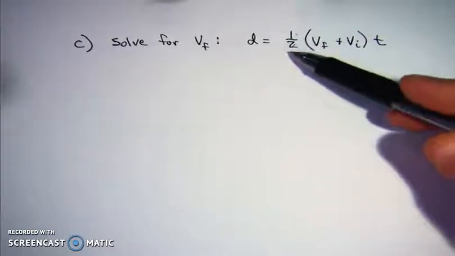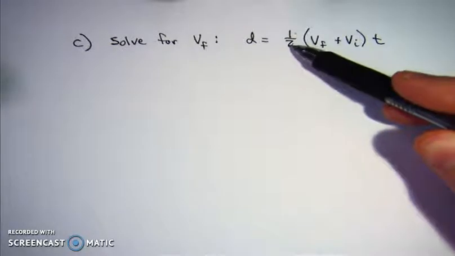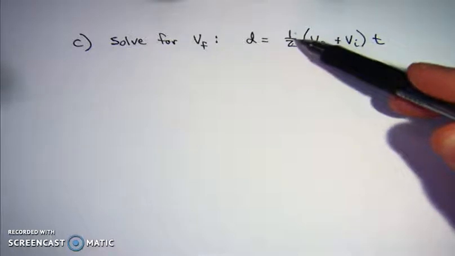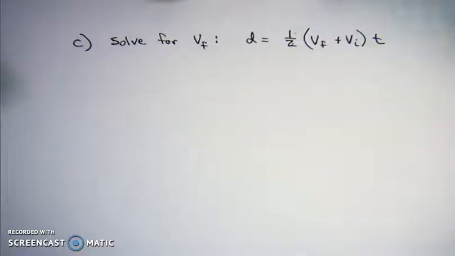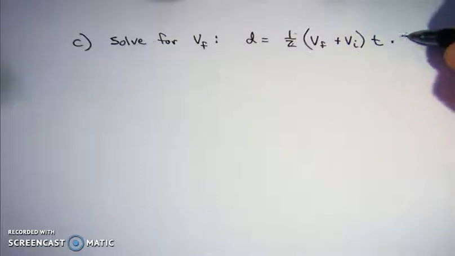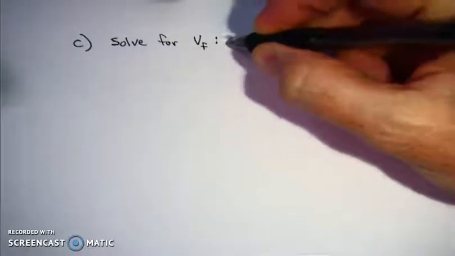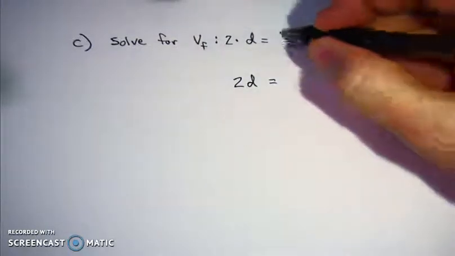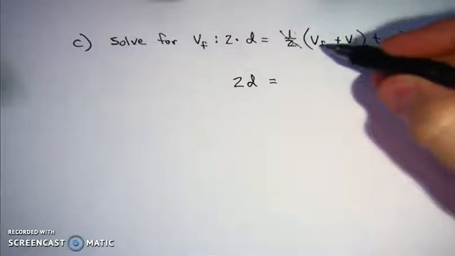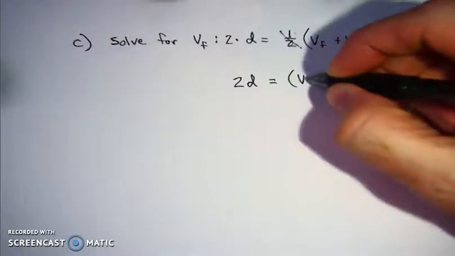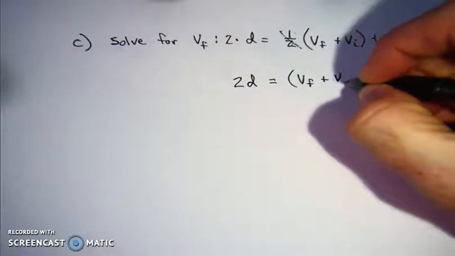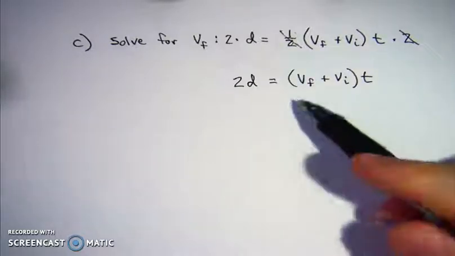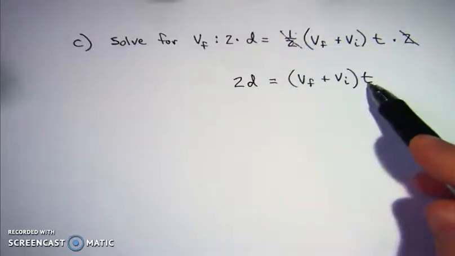So first, we have 1/2 times this. What is the opposite of 1/2? It's 2 over 1, right? So let's multiply both sides by 2. And we'll end up with 2d equals, the half will cancel along with the 2, and that will equal velocity final plus velocity initial times time. So right now, here we are. We're breaking it down slowly. Time would be our next thing.